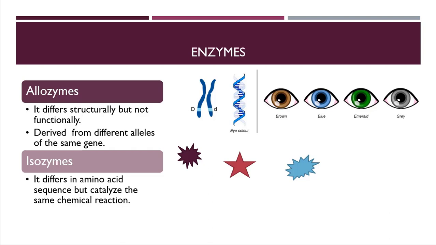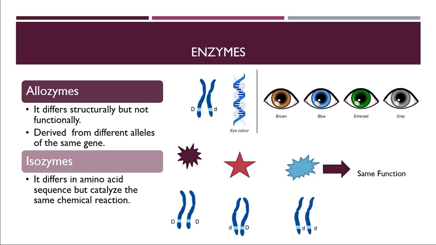In case of isozymes, they differ in amino acid sequence, but catalyze the same chemical reaction. So again, you have the same function, but in this case, you have different chromosomes as well. So each chromosome is creating a different protein there, and different proteins are performing the same function. So that's the difference between allozymes and isozymes, okay?